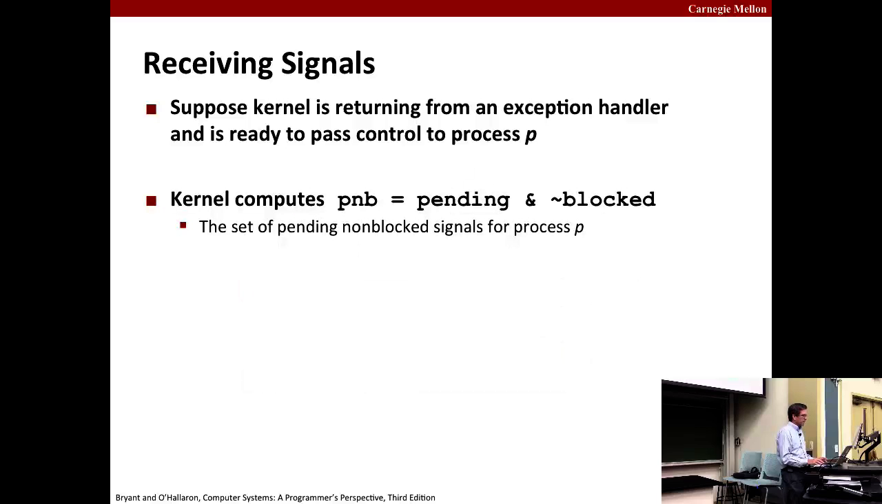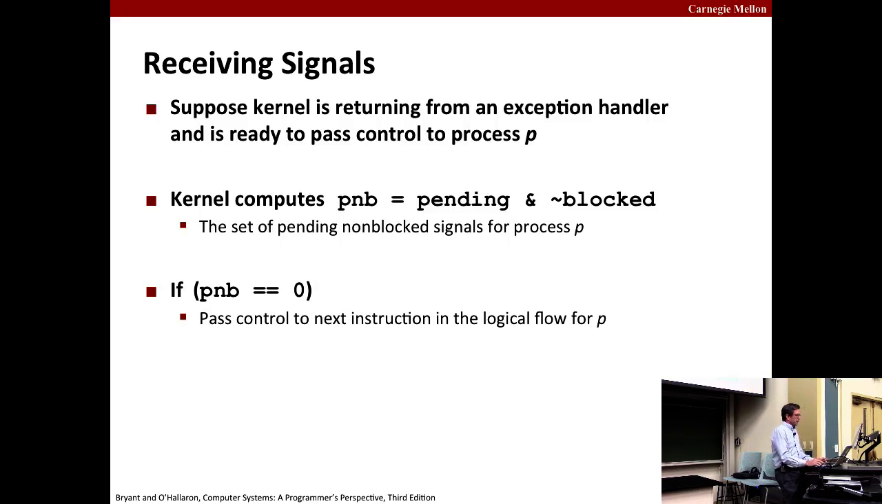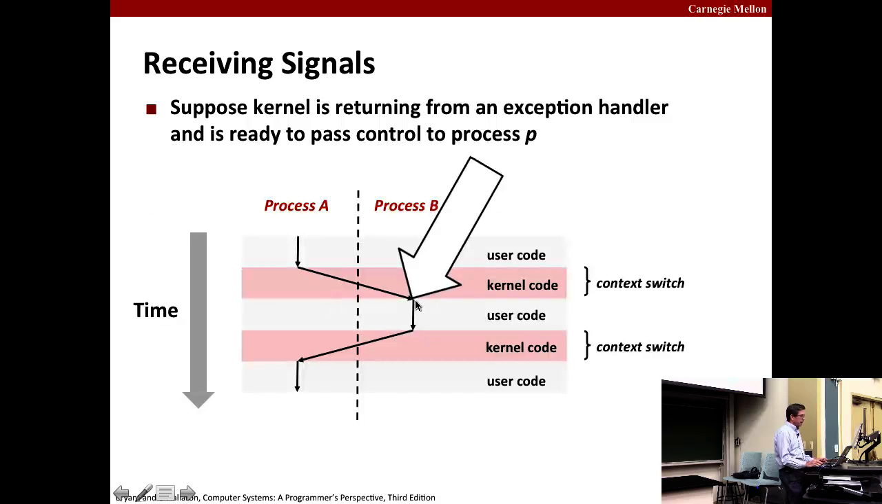Okay. And it does this by computing a bit vector PNB, so pending non-blocked, which is the logical AND of the pending bit vector and the inverse of the blocked bit vector. Okay. So PNB is a list of all the pending signals that aren't blocked. So these are all the pending signals that should be received. If PNB is all zeros, then there are no pending signals, so it just returns, it passes control back to process B, which can continue executing.